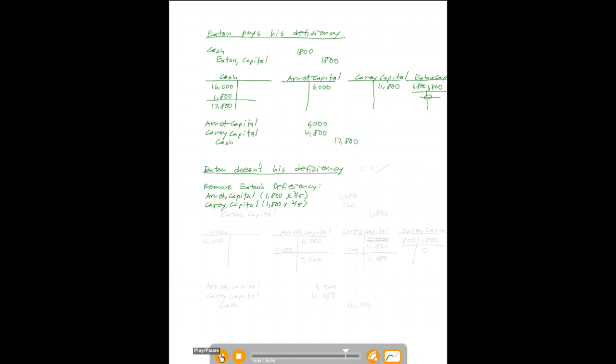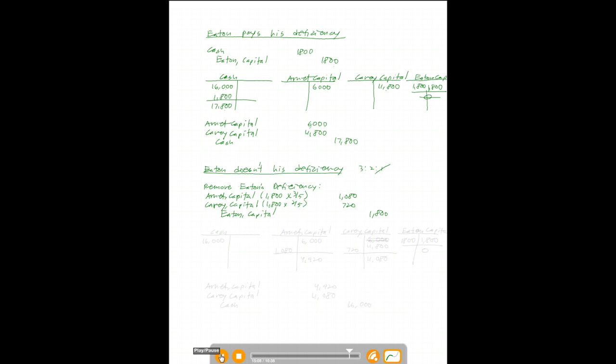So what happens is, even though it was 3 to 2 to 1, Eaton isn't part of this, so you cross that off, and it's 3 to 2, which adds up to 5, and so that's where you get the 3/5 and the 2/5. So that ends up being $1,080 to Arnett, $720 to Carrie, and Eaton Capital is now brought to a zero balance.